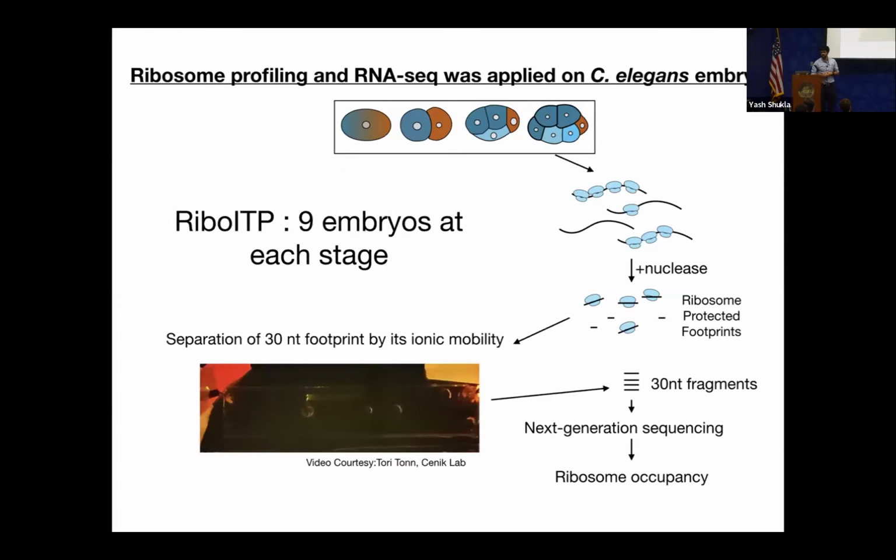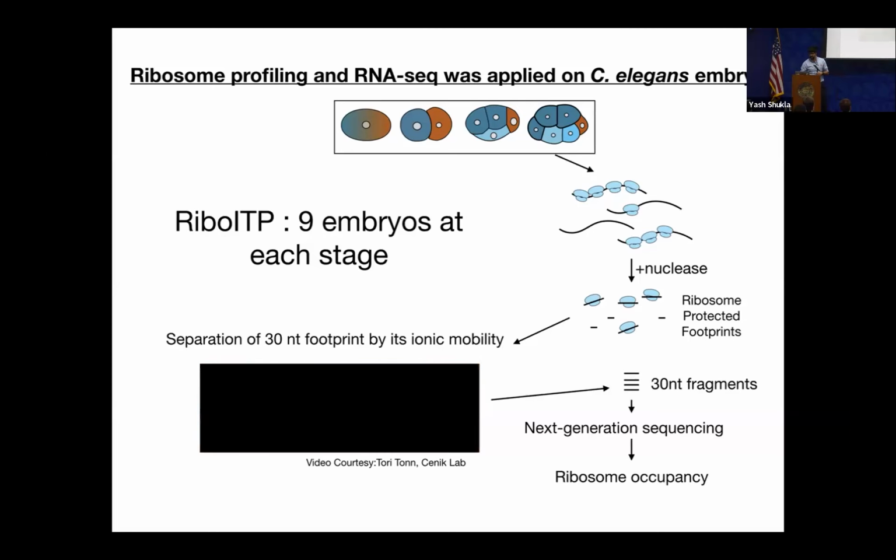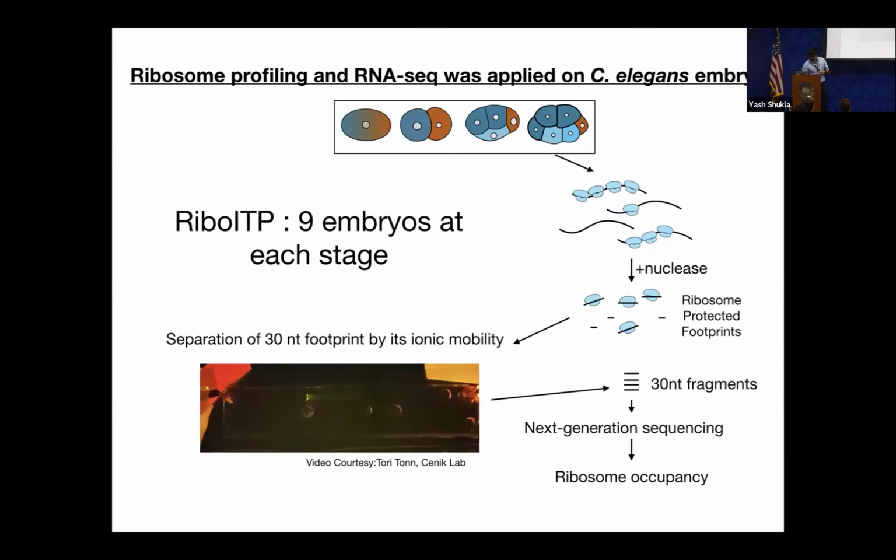To get around this, we use this platform called RiboITP, which was previously developed on mouse embryos. This is known as ribosome profiling via isotachophoresis. What we do is collect just 9 embryos, produce these ribosome protected fragments, and apply them to this microfluidics chip that, based off of ionic mobility, can separate that 30 nucleotide fragment from only a few select embryos, and then you can go ahead with library prep as usual.